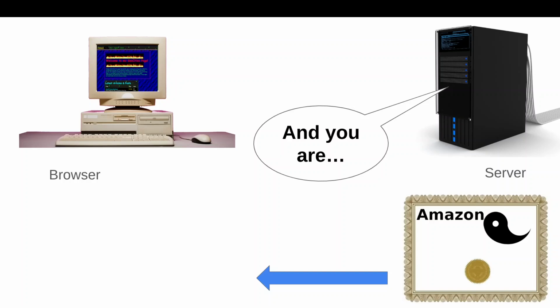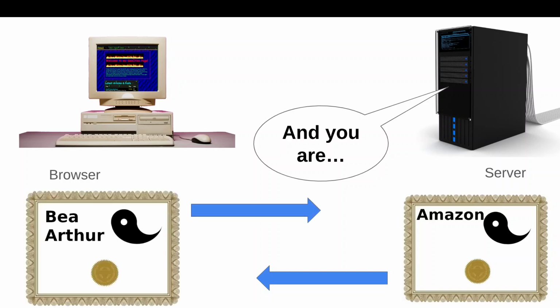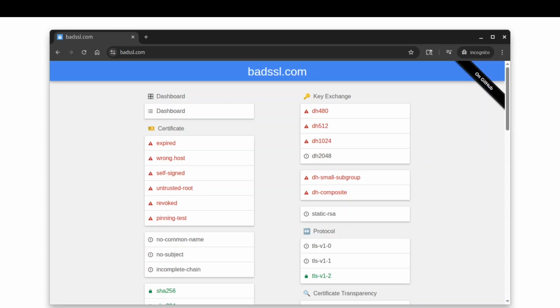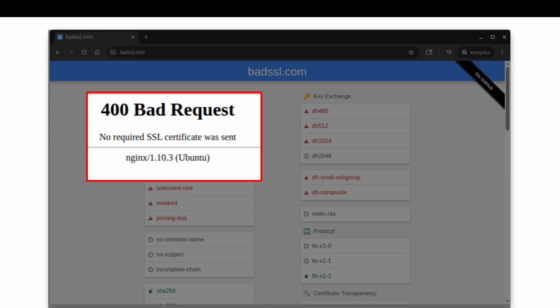But let's look at a site that does ask for a client certificate. badssl.com is a site that demonstrates TLS functionality. It lets you explore how different TLS scenarios work, or don't work, as the case may be. You can visit client.badssl.com, and you'll get a 400 error complaining that you did not send a client certificate.